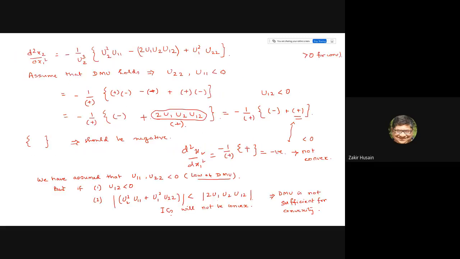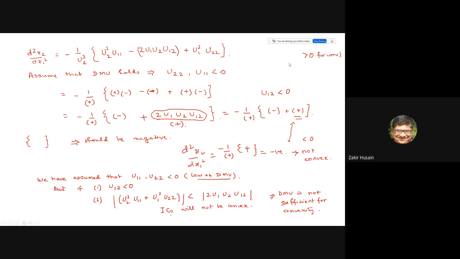Basically, if you look at it, what you have over here is a set of three terms. Okay? This term and this term are structurally the same. So if you have diminishing marginal utility, this will become negative. But if this bracketed term becomes negative, and if it is larger, then the convexity assumption will be violated.